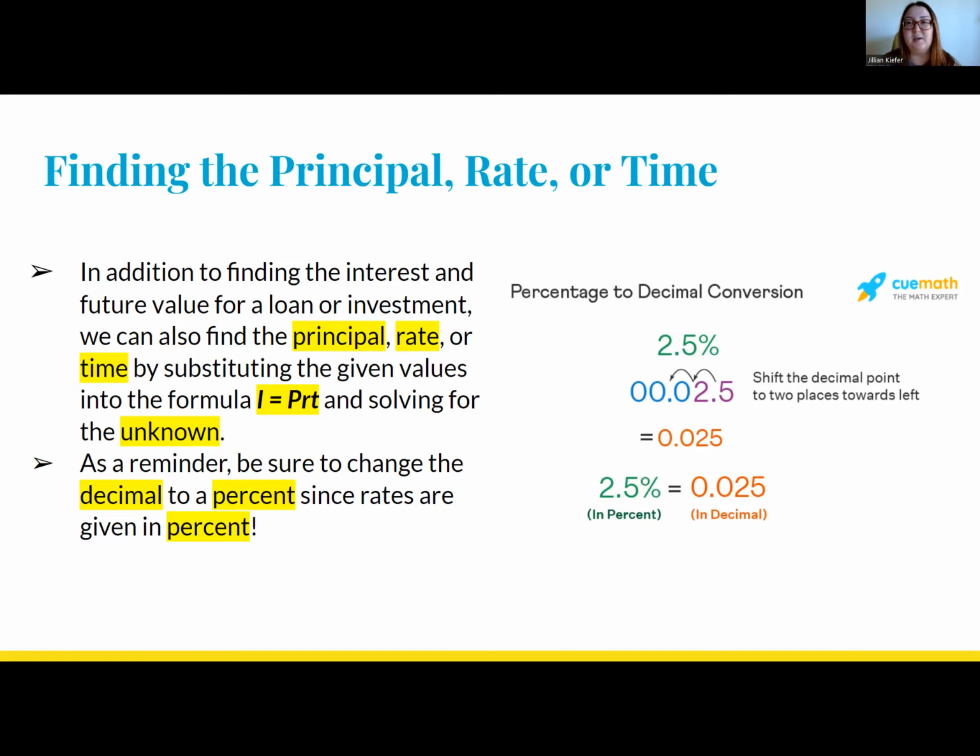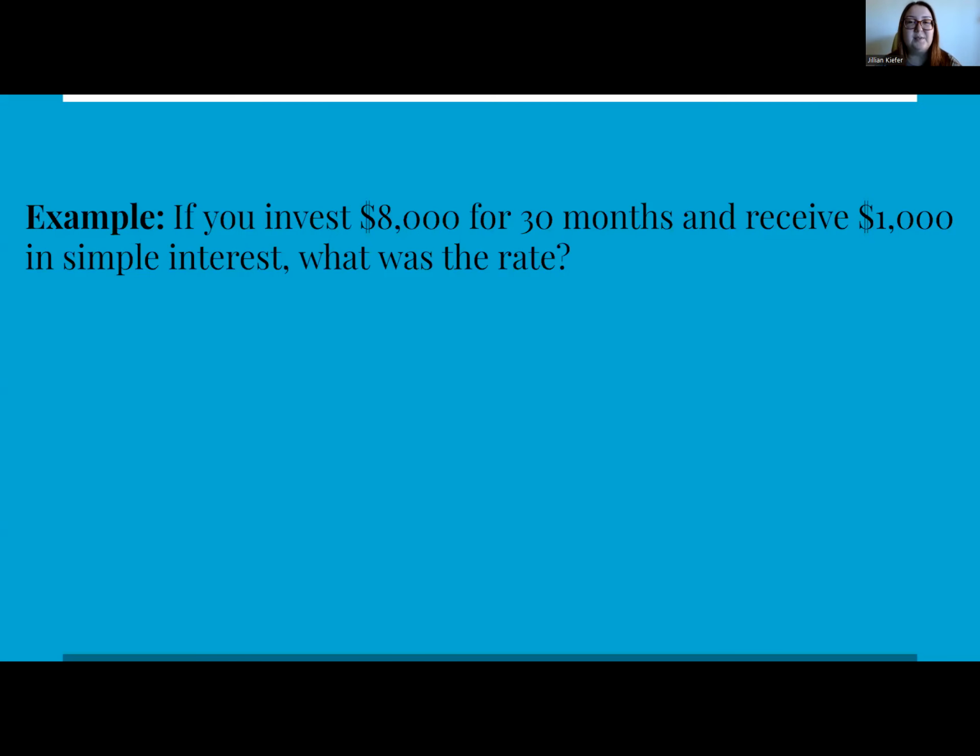So we'll be using the same formulas that we've gone over already, and we're just solving for something that isn't necessarily future value or interest. So let's do an example. We say if you invest $8,000 for 30 months and receive $1,000 in simple interest, what was the rate? So we've been given some info here. We're investing $8,000, so that's the principal, for 30 months. Okay, it's time. It's given in months though, so we definitely want to convert that to years.